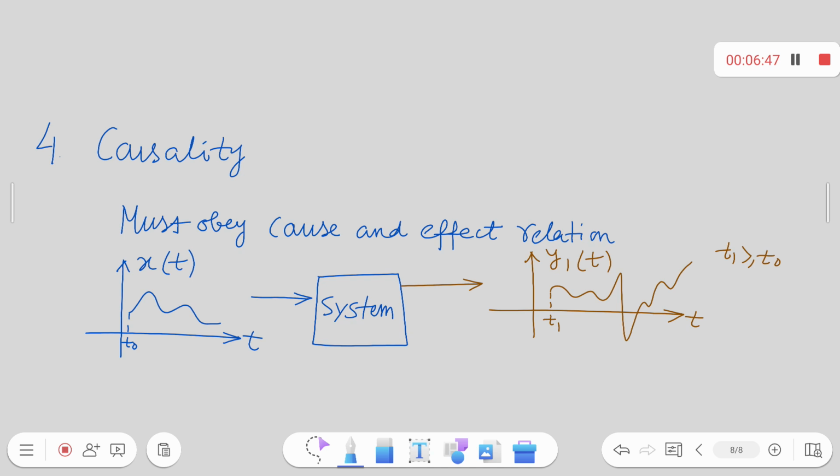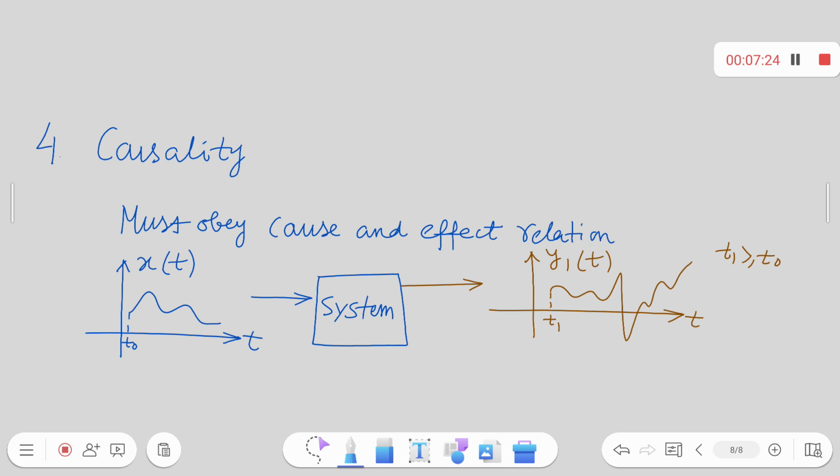So if this is the kind of relationship, then I can say that the output of the system y1 of t obeys the cause and effect relation, because you know that the effect must arise after the cause is present. First you have the cause, and based on that some effect will be there. You don't expect that the effect will come before the cause is present. Right? Now had this been the case, then I call it a causal system.